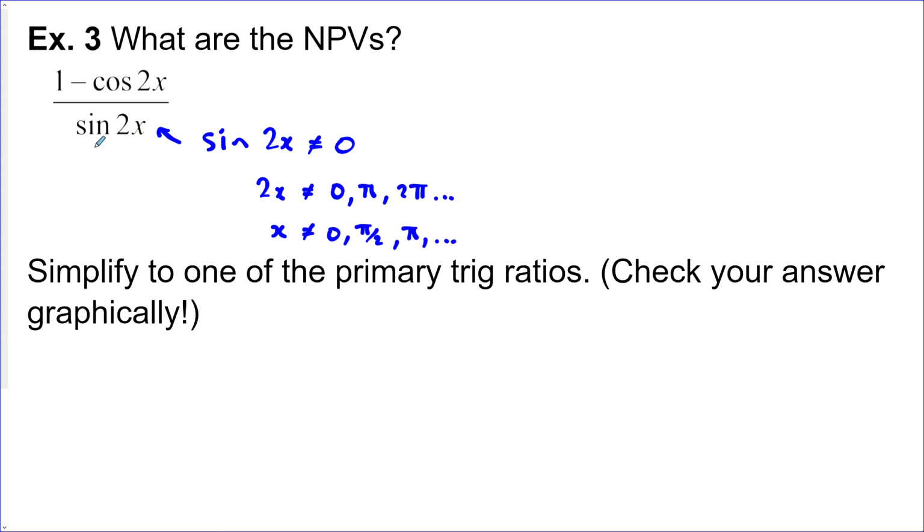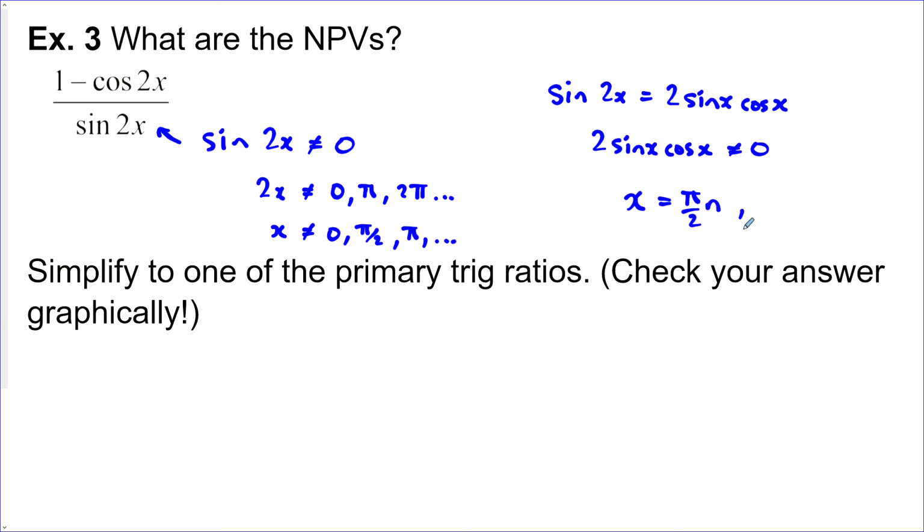So sine's double angle identity. If we had sine 2x, that would actually equal 2 sine x cos x. And now we just want 2 sine x cos x not equal 0. And this might be a lot easier to work with. We have sine x cannot equal 0, cos x cannot equal 0. That would be the x and the y-axis, so just all our quadrantal angles. So x cannot equal pi over 2 n, where n is an integer.